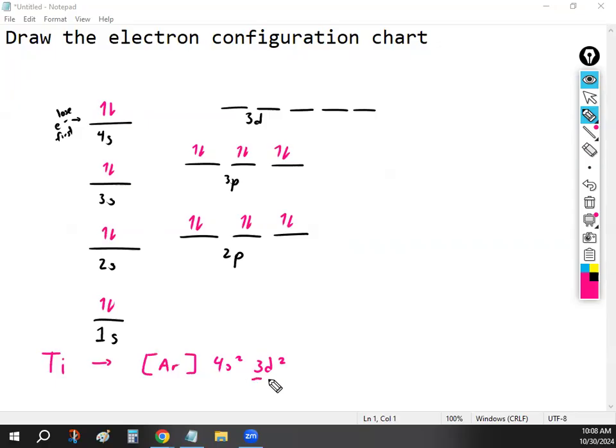Now 3d only has 2 electrons in it, but if you guys notice, there are 5 spaces. So just remember, when you're filling it out and it's an incomplete subshell, you need to separate the electrons. Okay, so this is how you would do 3d. If you did this instead, this would be incorrect, because one of the rules is that electrons like to fill empty orbitals before they pair up. Okay, so just keep that in mind. All right, so that is Ti.